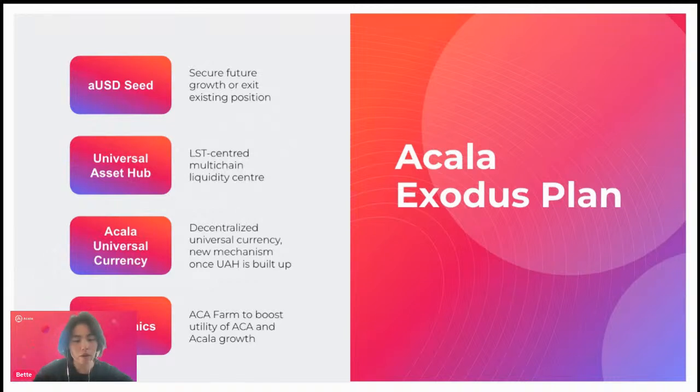And then the next one is the Universal Asset Hub, and this has multiple components, as I mentioned. There's the infrastructure part, and there's also the LSDFi component, which is the liquid staking protocols, as well as applications built on top of those protocols. And then the third part is the ACA upgrade, the emission, burn, and staking and things like that, which I will talk about a bit more later as well.